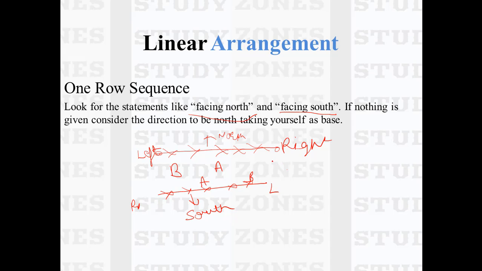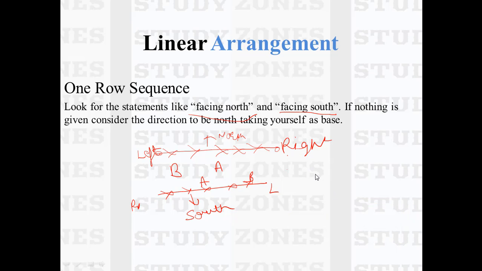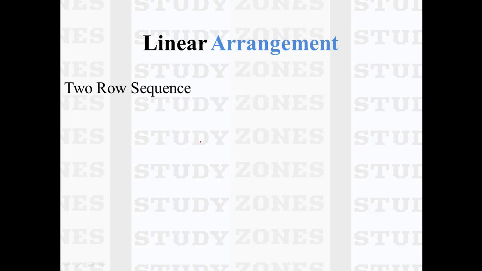Now next is the two row sequence. Just consider two rows parallel to each other like this. These are two rows parallel to each other, and the direction rules are the same as in one row sequence. Now in this, let us consider two rows facing each other, with persons sitting and facing each other.